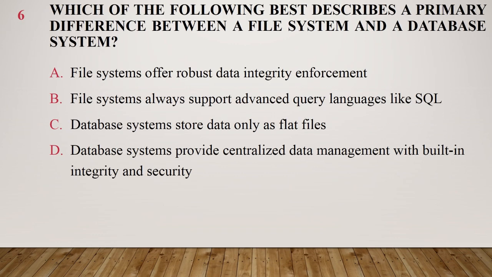Question number 6. Which of the following best describes the primary difference between file system and the database systems? A. File systems offer robust data integrity enforcement. B. File systems always support advanced query language like SQL. C. Database systems store data only as flat files. D. Database systems provide centralized data management with built-in integrity and security.